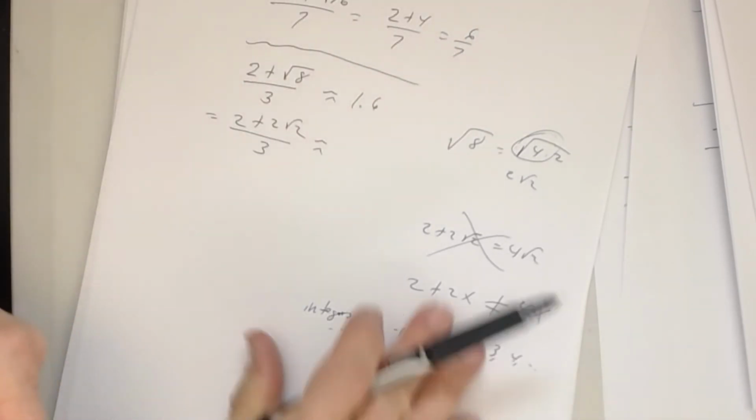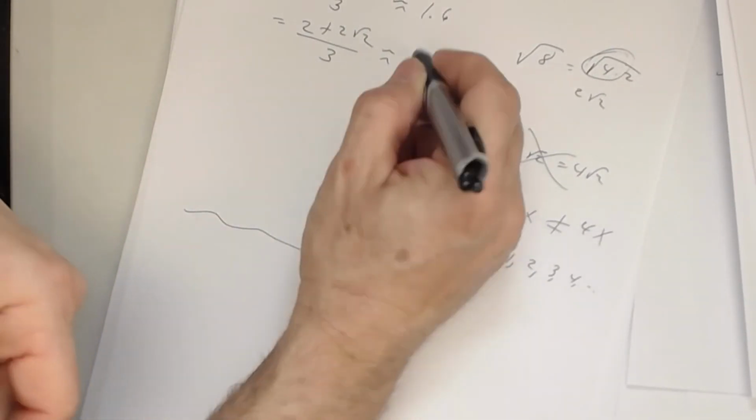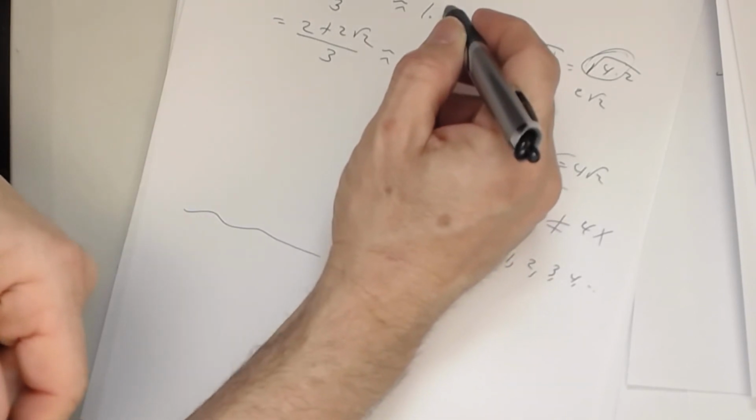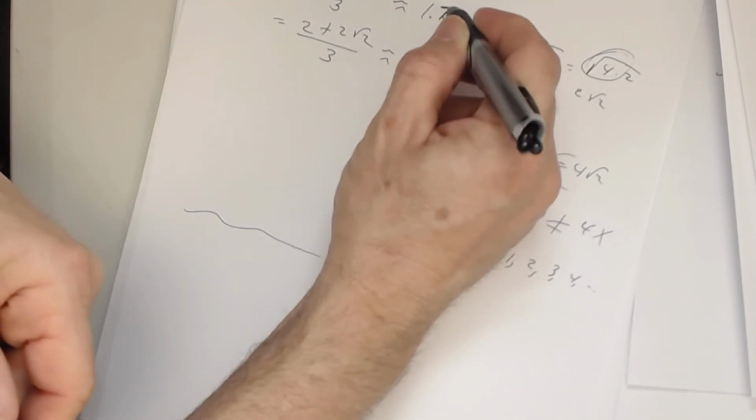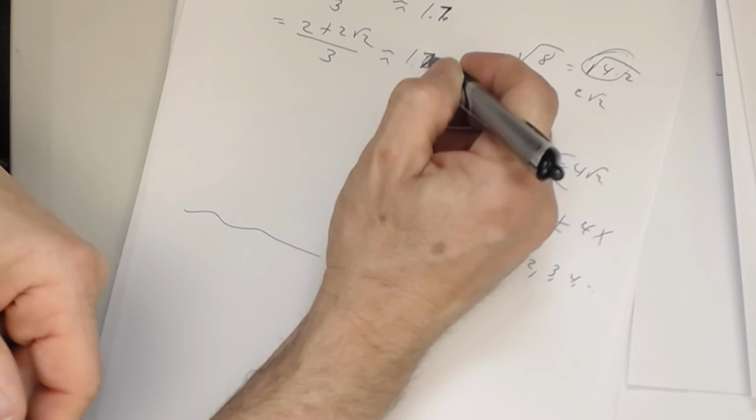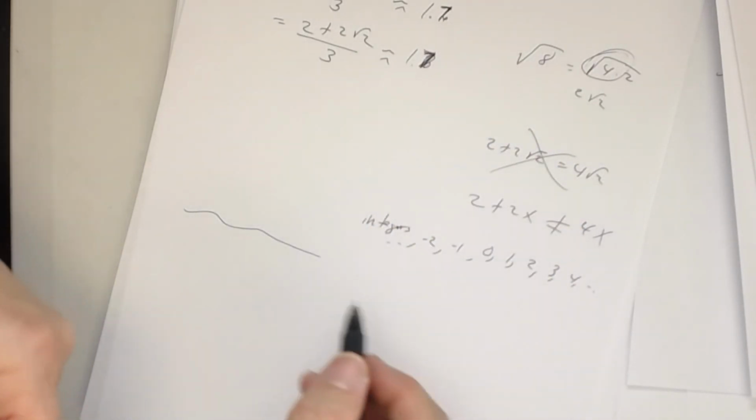All right, so let's look at this. Oh, I put 1.6. I meant to say 1.7. That's what I meant to say up here, 1.7 to the nearest tenth.